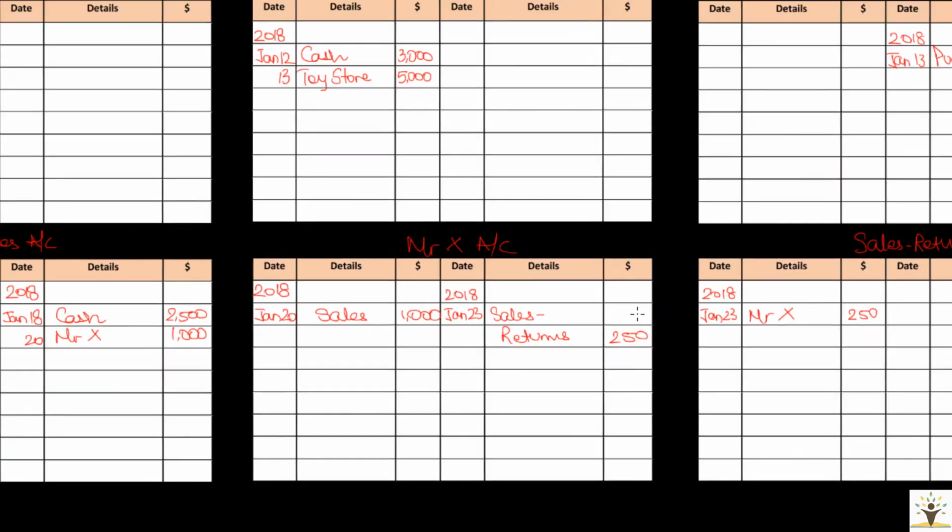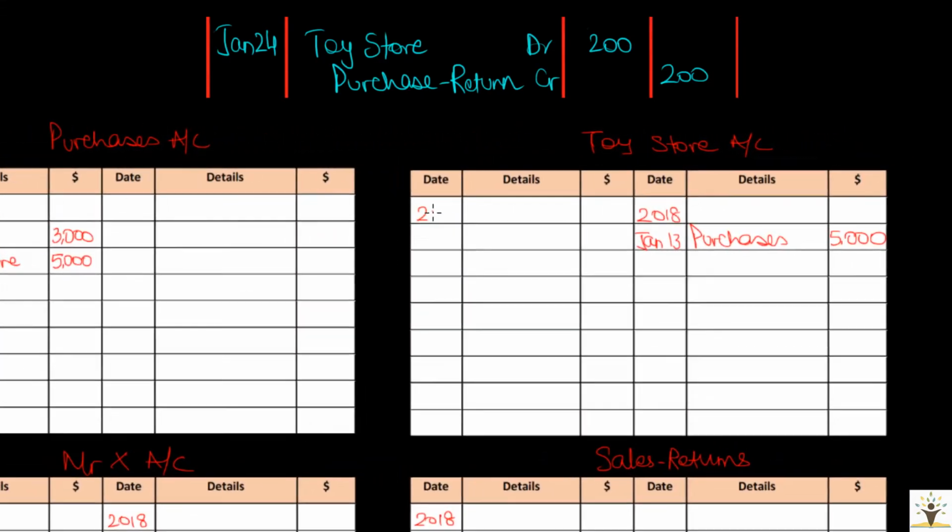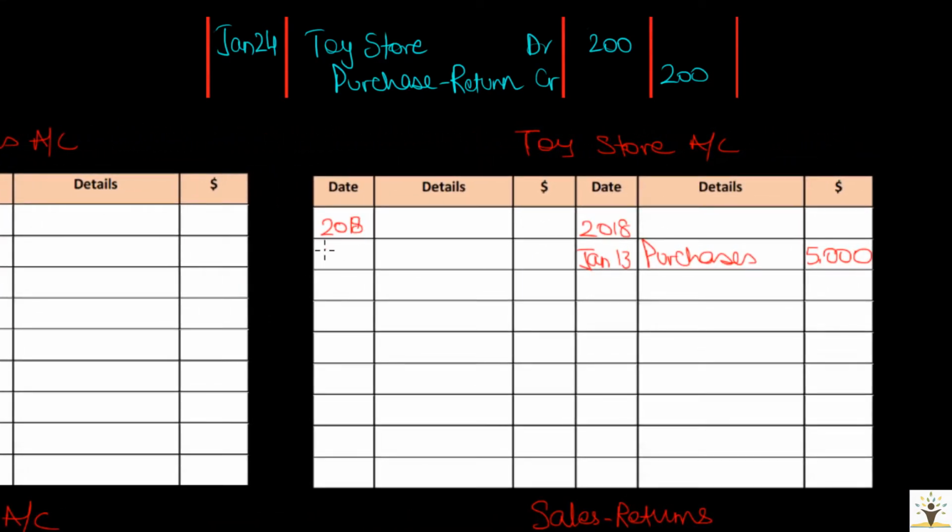Goods purchased were returned back to toy store, so toy store debit and purchase returns credit. Go to the debit side of toy store account. Jan 24. Details will be purchase returns and 200 will be recorded in the amount column.